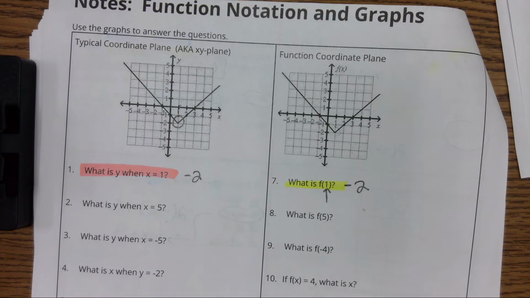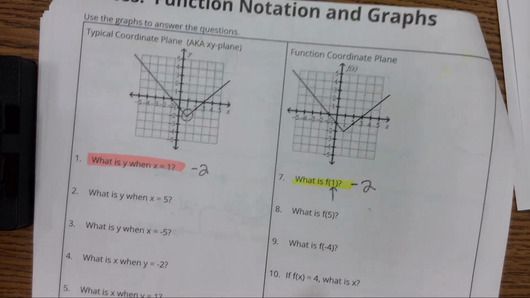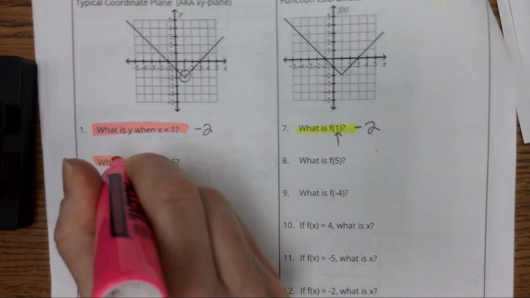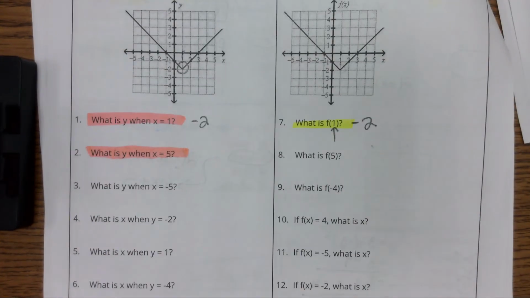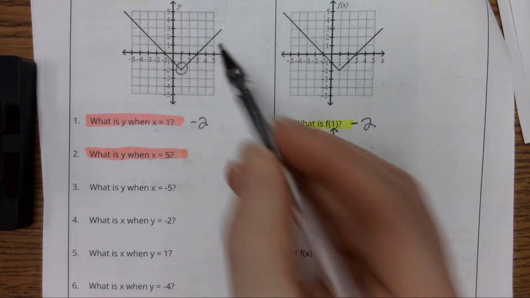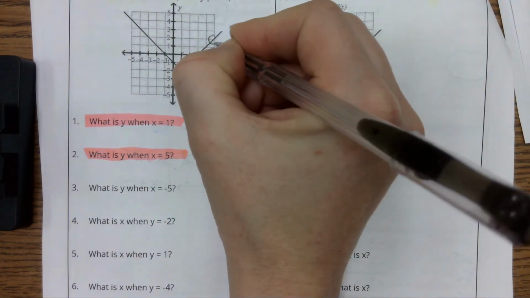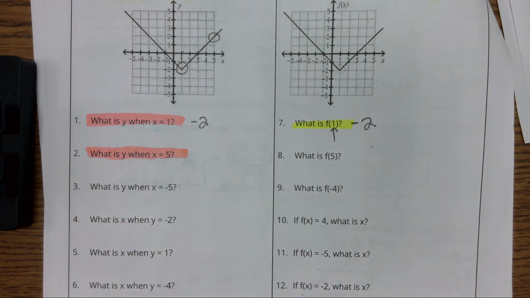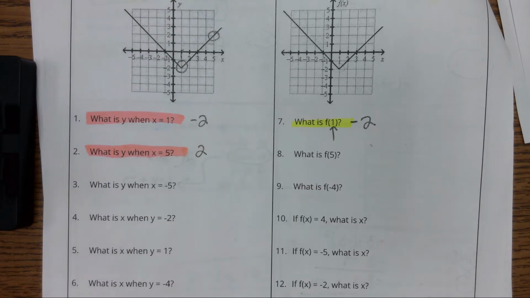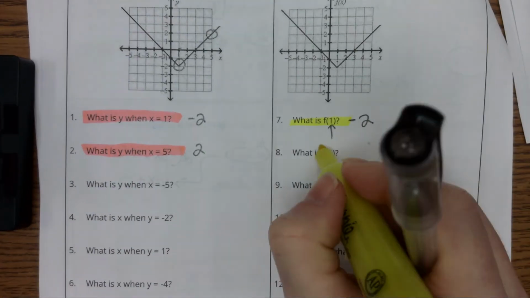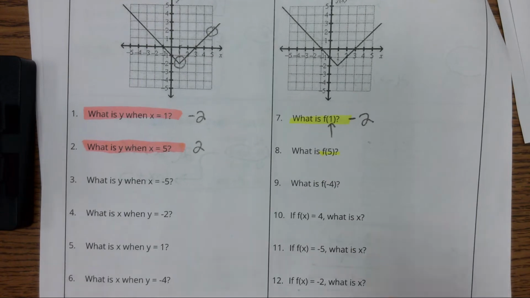All right, so what is y when x equals 5? Let's do that. Go over to 5. What's the y value on the graph when x equals 5? +2. And another way of asking that is, what is f of 5? It's the same thing.